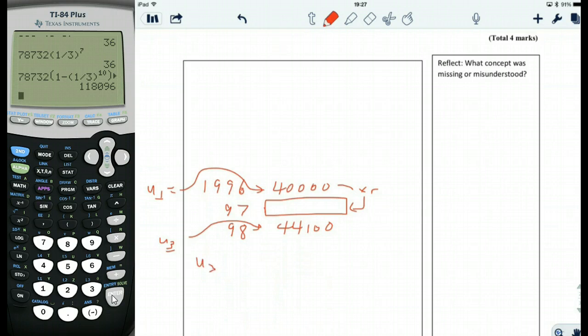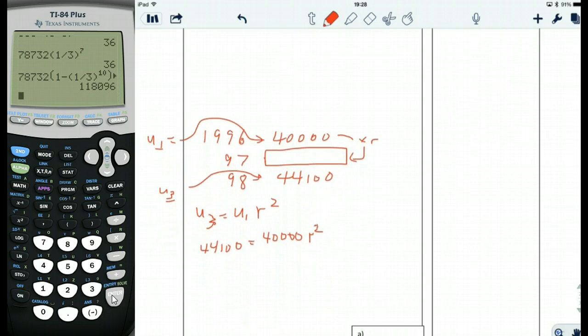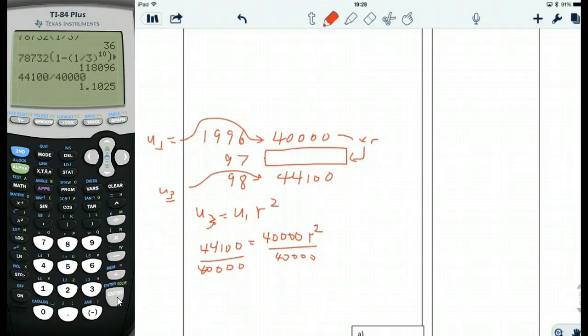Okay, so we'll put U3 equals U1 r squared. So it'll be 44,100 equals 40,000 r squared. So how do we get r by itself? We divide both sides by 40,000. And then we get 44,100 divided by 40,000, which is 1.1025. So r squared is equal to 1.1025.